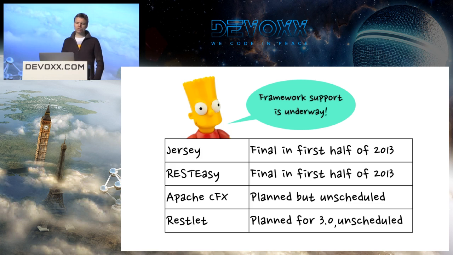The framework support for this is scheduled for Jersey and RESTEasy in like the first half of 2013. That's mostly due to the official certification being done at that point. Both implement large quantities of the new API already. Apache CXF is planned, so they definitely want to do it, but it's not scheduled yet, and RESTlet has this on the agenda for some time, for 3.0, but it's totally unscheduled.